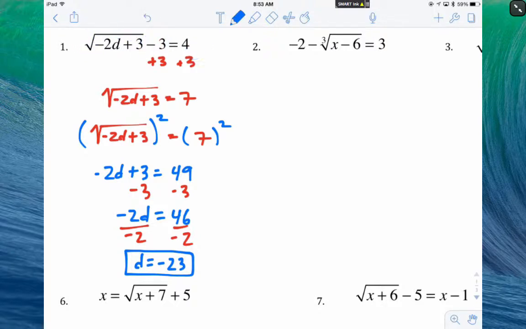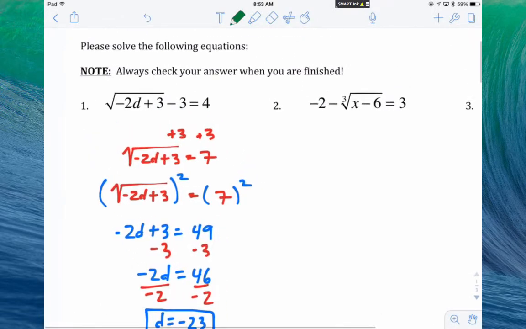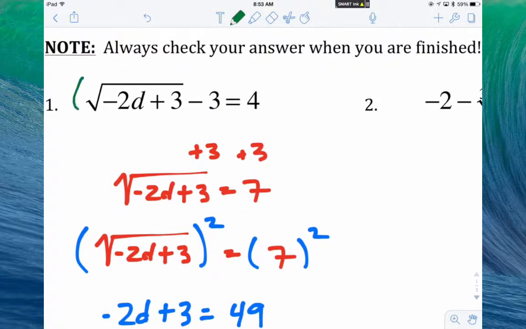That's awesome. I do want to make a note that some people have the urge to immediately go ahead and square both sides of our original equation. I'm going to zoom way in here. They have the urge to do this. They say, oh, well, if I square the left-hand side and I square the right-hand side, right, won't I just get negative 2d plus 3 minus 9 equals 16?